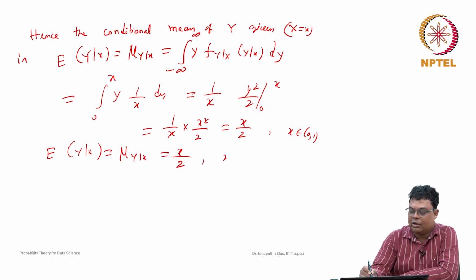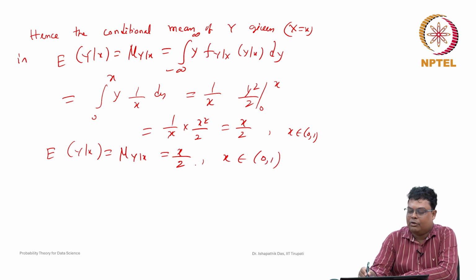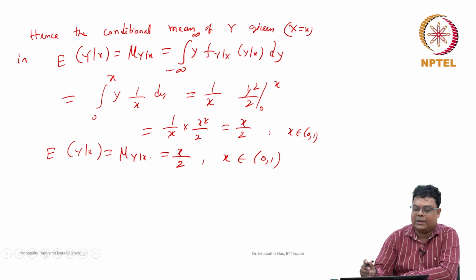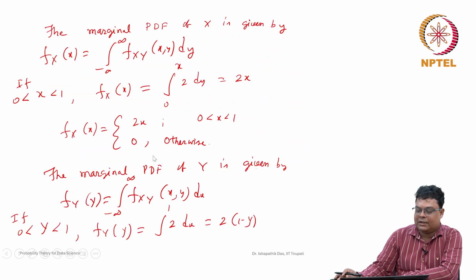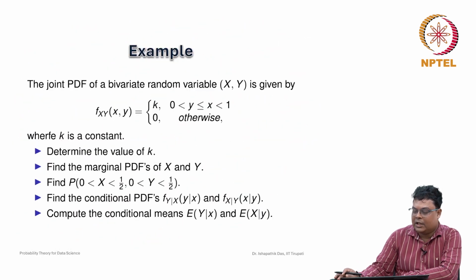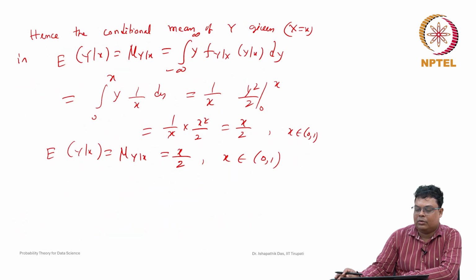So it is a function of x for x belongs to, so depending upon the values of x, you can find different mean value, so that's why this is a function of x. Similarly, it is asked in this question, find the conditional mean of x given y also. So let us find out the conditional mean of x given y.